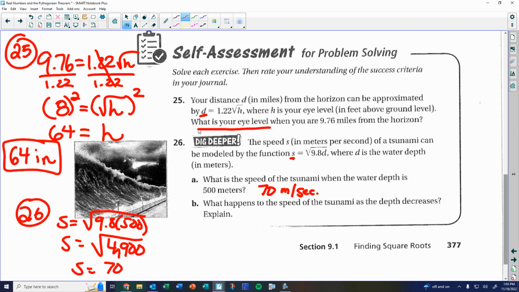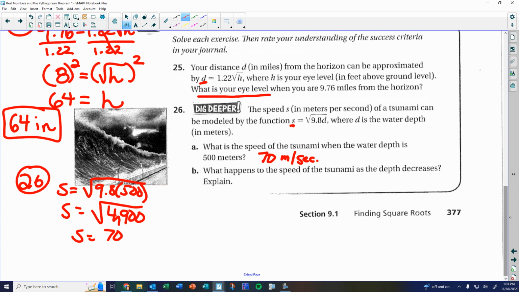Now, what happens to the speed of the tsunami as the depth decreases? How can we figure that out? Because they didn't really give us a number. We just did a problem when the depth was at 500. So what can we do to figure that out, Chris? Maybe do it at a lesser amount. Yeah, pick a smaller number than 500, right? Because wouldn't that be decreasing? So I don't know. Jackson, give me a number smaller than 500. 490. Very good. Okay.